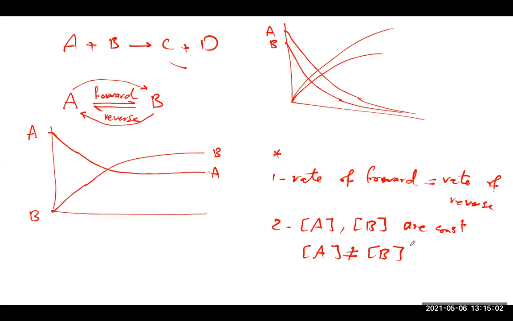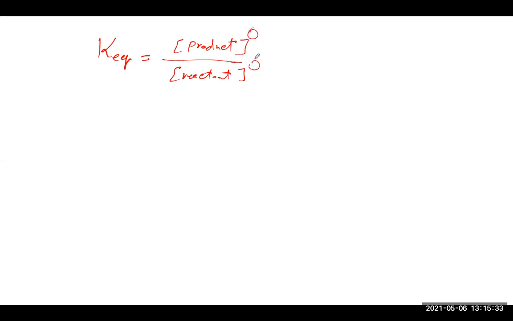If the rates of the two reactions are equal and the concentrations of both the reactant and the product are constant, then we have an equilibrium case. How to represent the equilibrium? To represent the equilibrium, we need to write the equilibrium constant expression. This will be called K equilibrium, the constant for the equilibrium. To write this one, it will be the concentration of the product over the concentration of the reactant. And each one of them will have an exponent, and this exponent will be the coefficient from the equation.